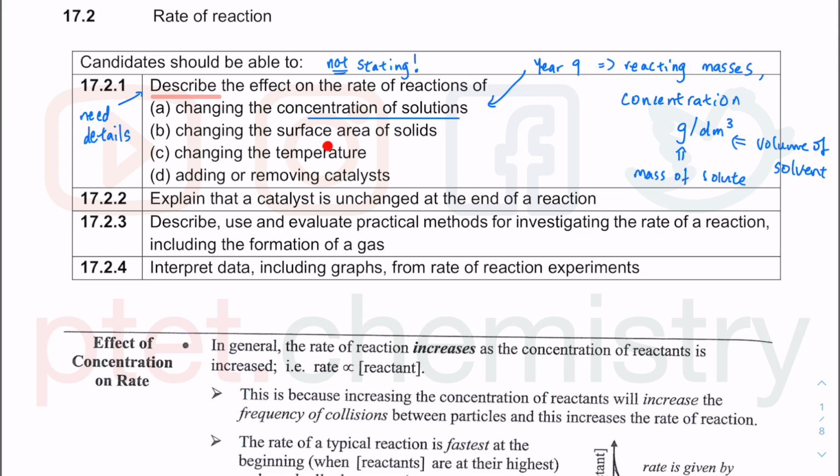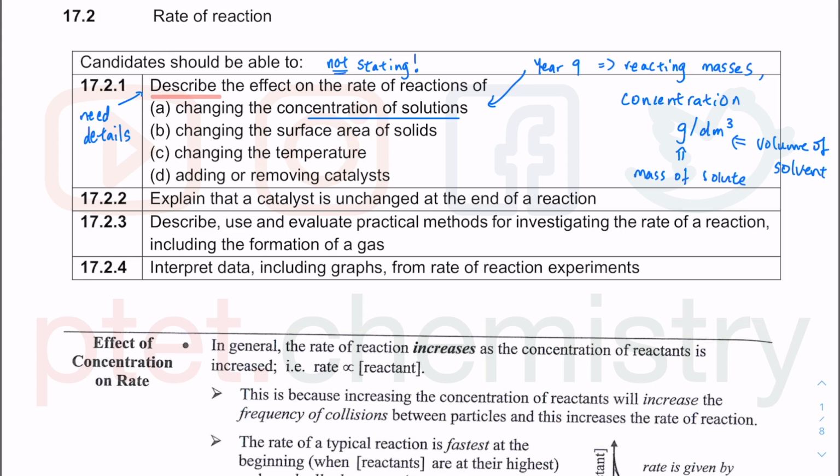And of course, changing the surface area. You can crush up a big piece of solid into very fine pieces, very fine powder. So you are increasing the surface area when you crush something big in size into much smaller, finer particles.